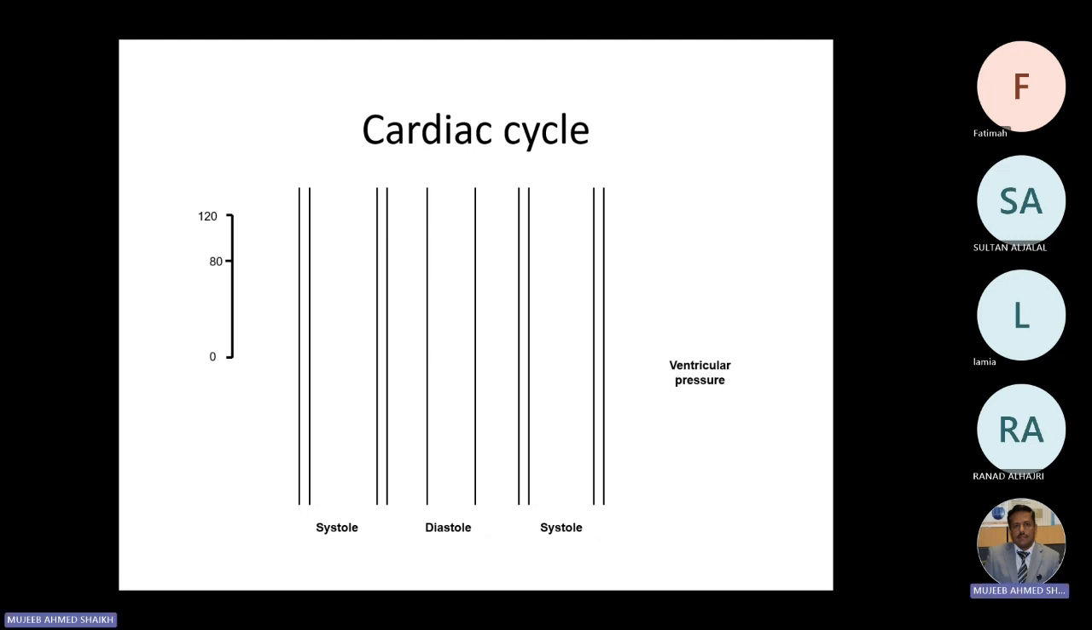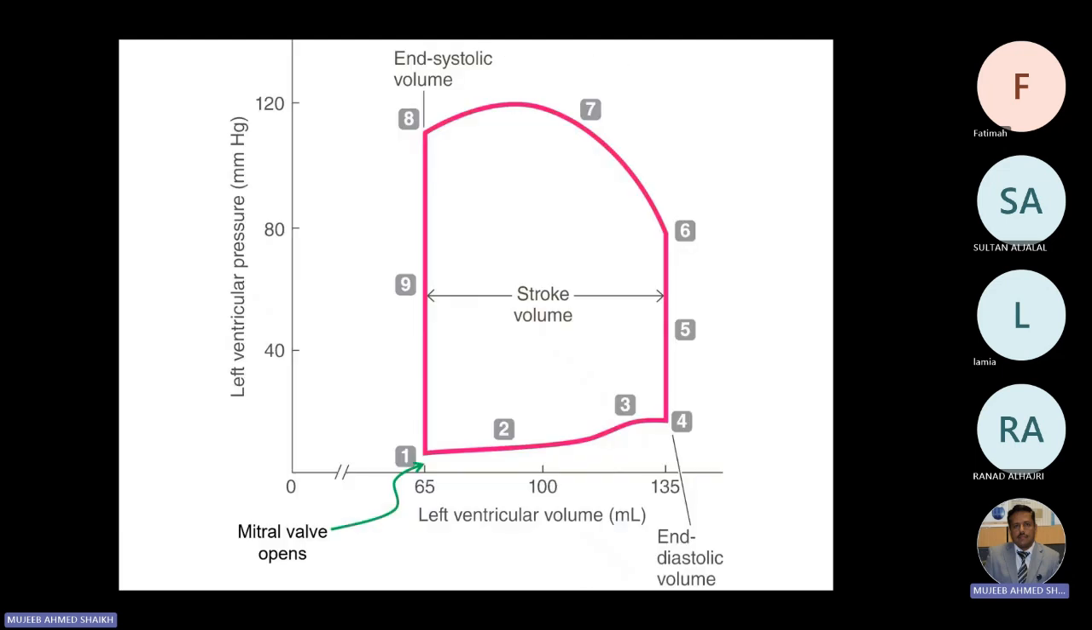So considering all these events, you have to think about how the pressure is changing in the ventricles. So I will show you the second diagram rather than this diagram. This is the diagram I will concentrate on. What is this diagram about? It is about the pressure and volume changes in the ventricle.